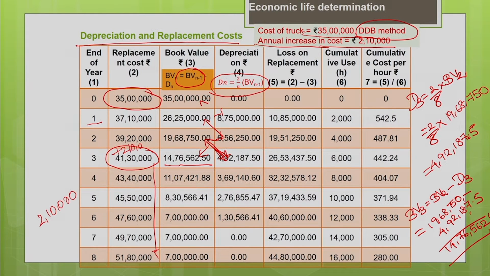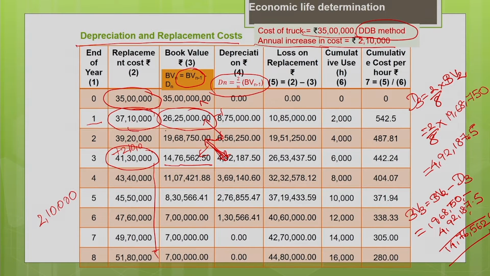Now, let us see what is the loss associated with the replacement. As I told you, due to inflation, there is an increase in cost every year. At the end of the first year, there is an increase in cost of 2,10,000. Now, your new cost is 37,10,000. There is an increase in cost, so there is a loss actually. Similarly, there is a decrease in the value of your machine due to depreciation with time. At the end of the first year, the book value is 26,25,000. That means from 35 lakh, it has gone down to 26,25,000. Similarly, the initial price has increased from 35 lakh to 37,10,000.